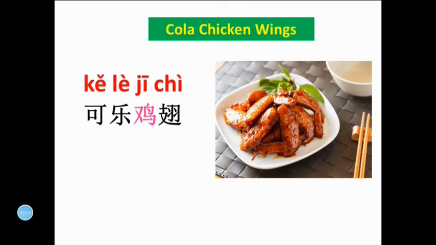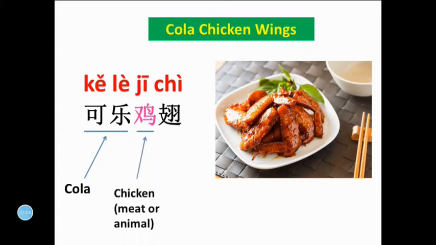可乐鸡翅. Accordingly, 可乐 is a transliteration of cola. 鸡 means chicken, either meat or animal depending on the context. 翅 means wings.